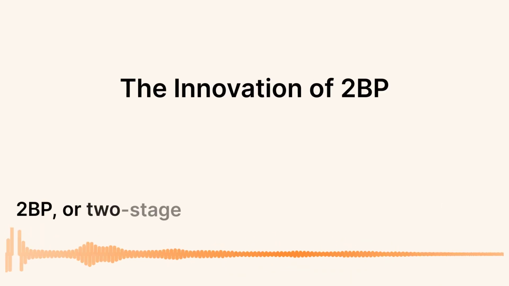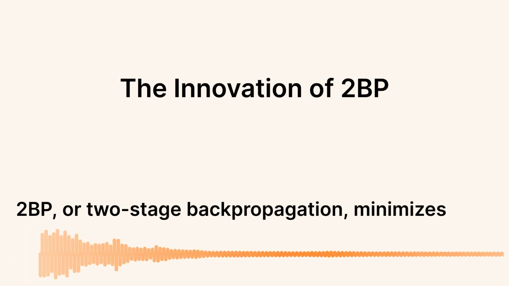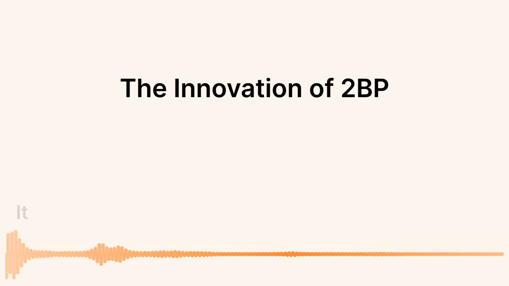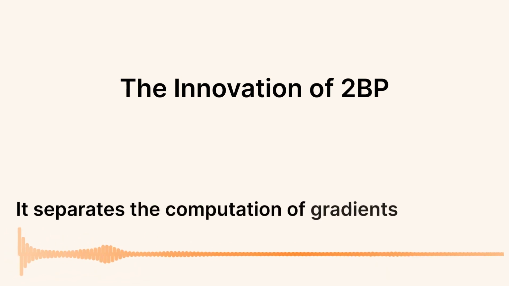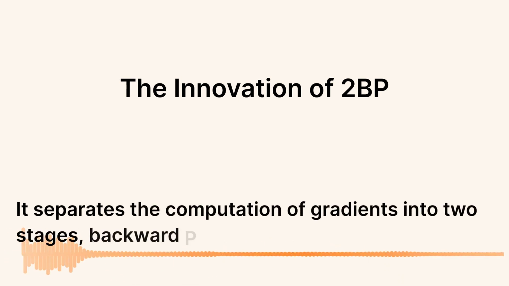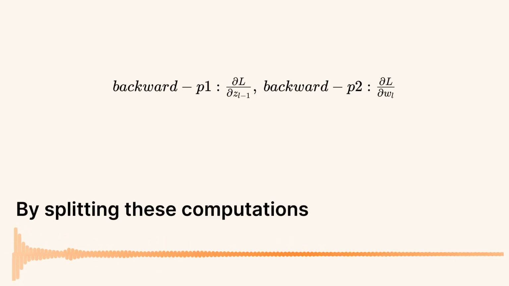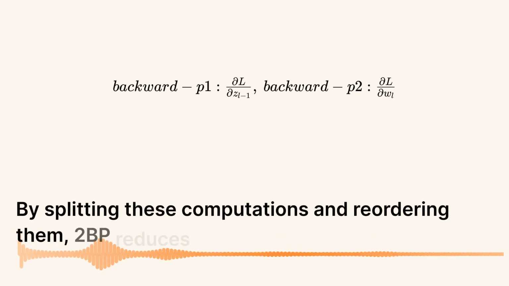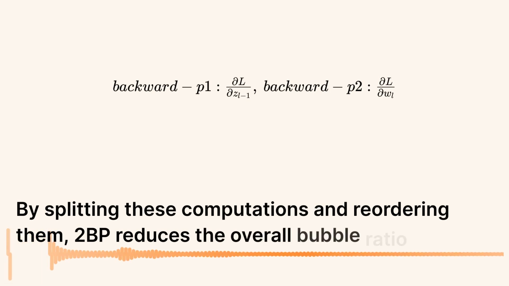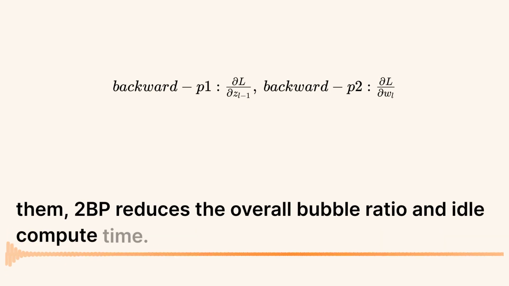2BP, or two-stage backpropagation, minimizes this idle time. It separates the computation of gradients into two stages, backward P1 and backward P2. By splitting these computations and reordering them, 2BP reduces the overall bubble ratio and idle compute time.